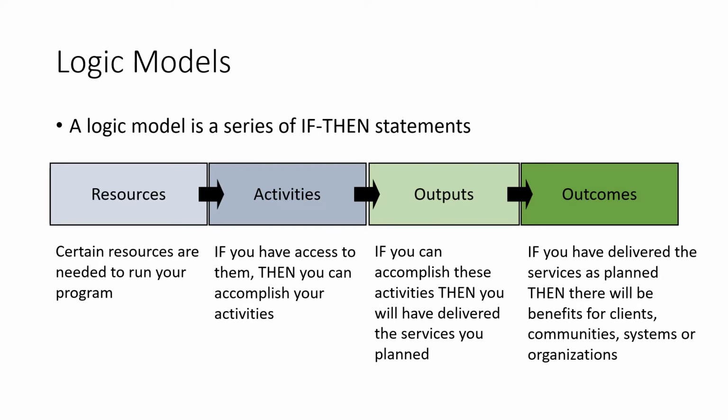So if certain resources are needed to run your program or project, if you then have access to them, then you can accomplish your activities. If you can accomplish these activities, then you will have delivered the services you planned. And if you have delivered the services as planned, then there will be benefits for clients, communities, systems, or organizations. So as we can see here, we move upwards from resources, which is our inputs, activities, outputs, and outcomes, trying to build an if-then type of relationship.